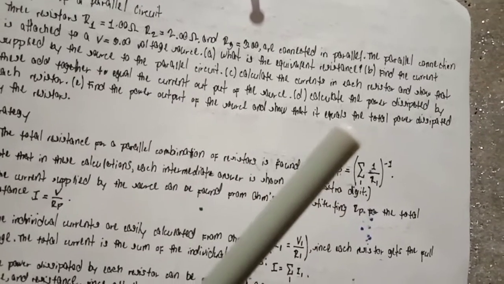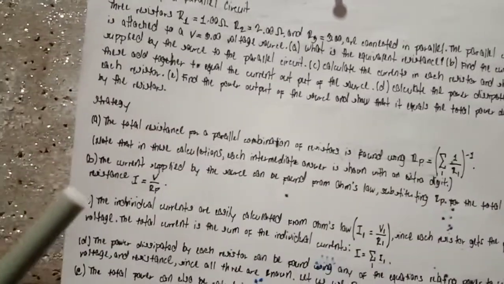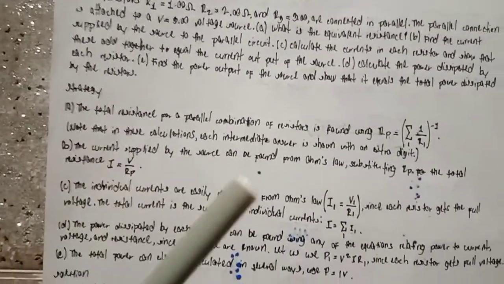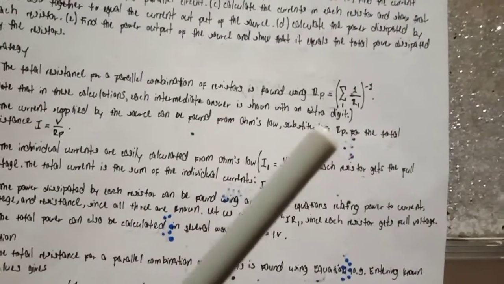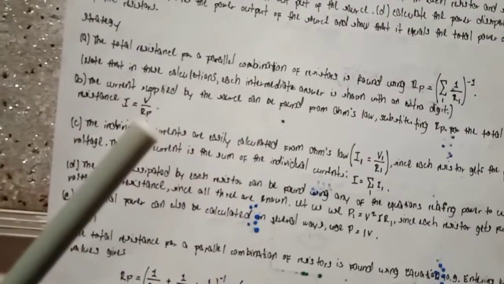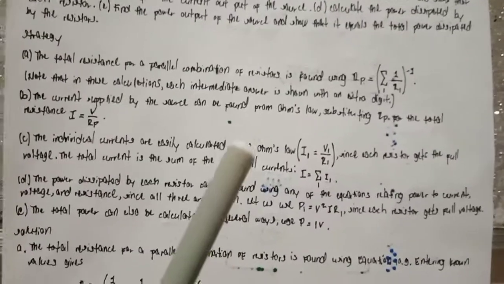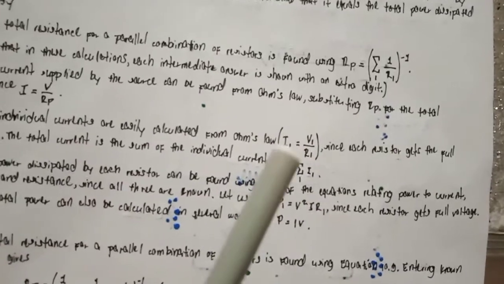R sub P is equal to the summation of 1 over R sub i, to the negative 1. Then B, the current supplied by the source can be found from Ohm's law. Substituting R sub P for the total resistance, I is equal to V over R sub P. Then C, the individual currents are easily calculated from Ohm's law. Then I sub 1 is equal to V sub 1 over R sub 1.